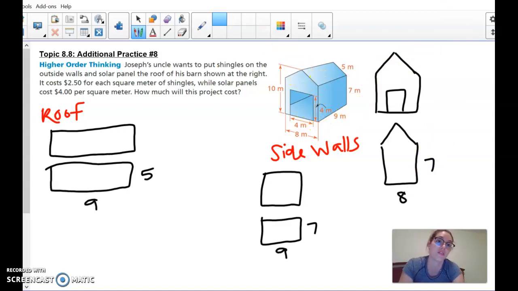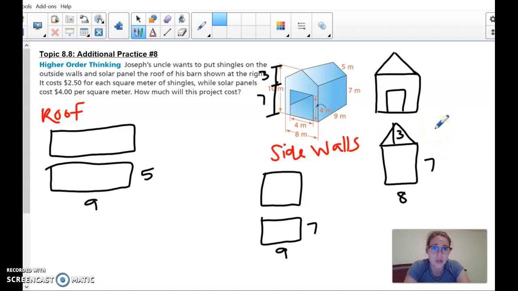And then I'm going to divide this piece into a rectangle and a triangle. That way I know how to find the area of both of those. I know how to find the area of the rectangle. I know how to find the area of the triangle. So right here it tells me that the entire height of the building is 10. If the whole height of the building is 10 and this is 7 from there to there, then the rest of it is going to be 3. So then the height of this triangle is 3. And the base would be 8 again.